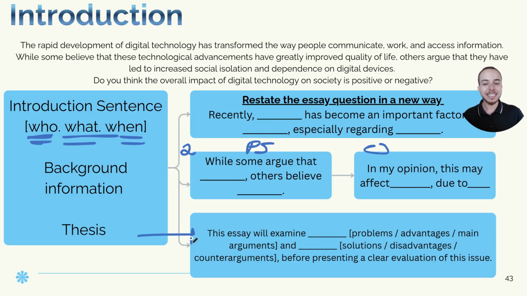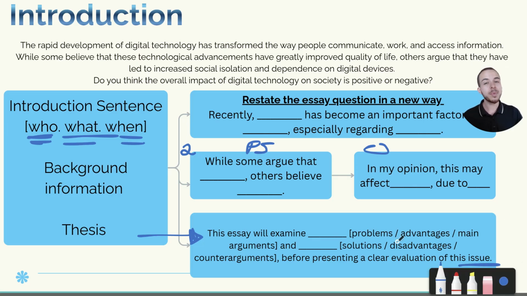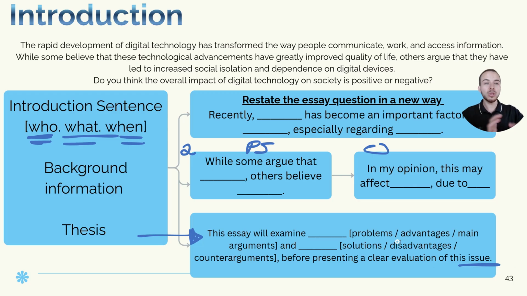The last sentence is considered your thesis. This is where you really say what you are doing in this essay. You can use first person. I, me, that's okay. You can use first person. So, "This essay will examine something and something before presenting a clear evaluation of the essay or the issue." This is quite formal, but if you simply just say, "This essay will look at the problems of environmental impact and how we can solve it," that will be enough for your thesis. Just make it very clear that this is what you want to talk about.